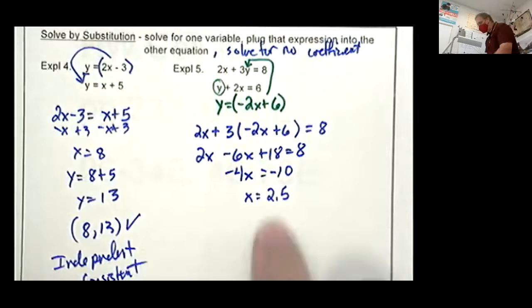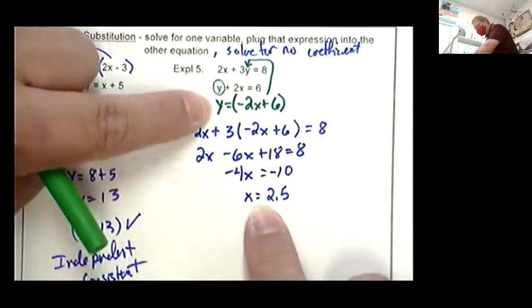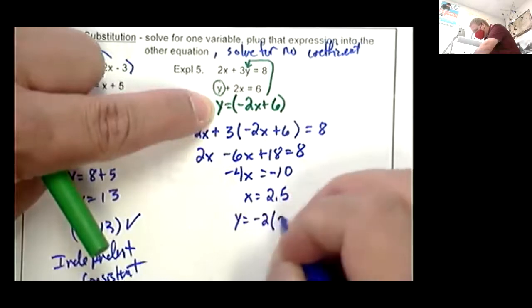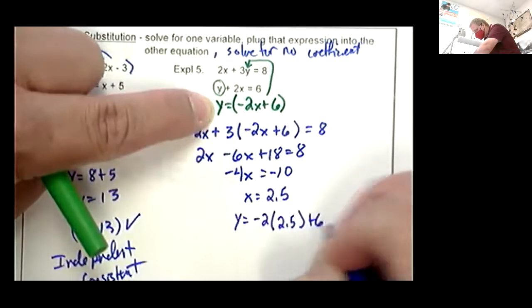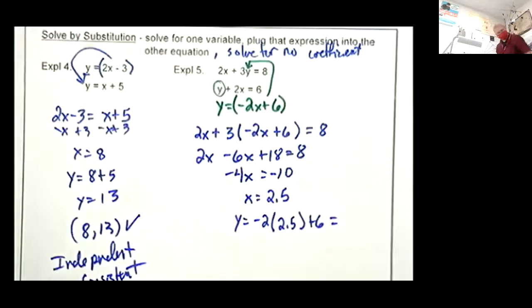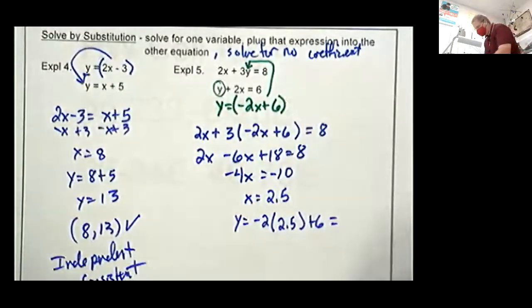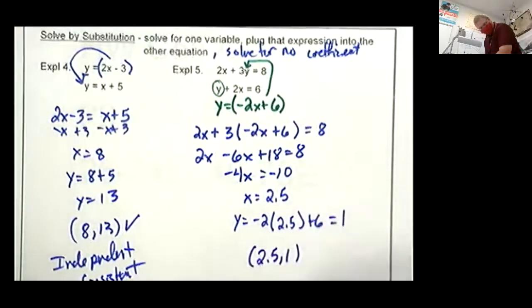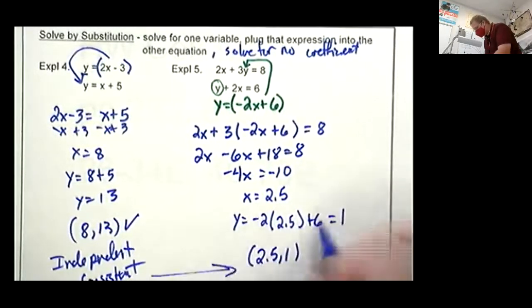We need the y value. To get that, we'll plug back into this equation to find y. So y is equal to negative 2 times 2.5 plus 6. Plug that into our calculator, and that is 1. So I get 2.5 and 1. Again, it's going to be an independent, consistent system.